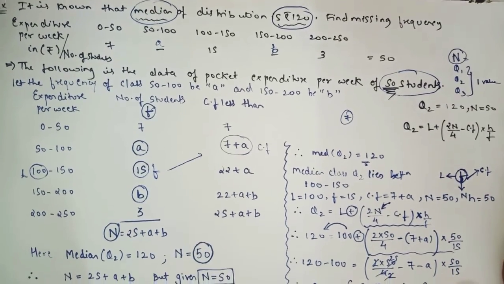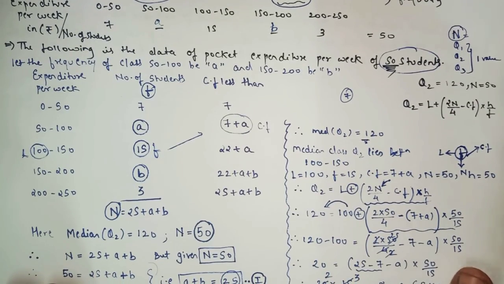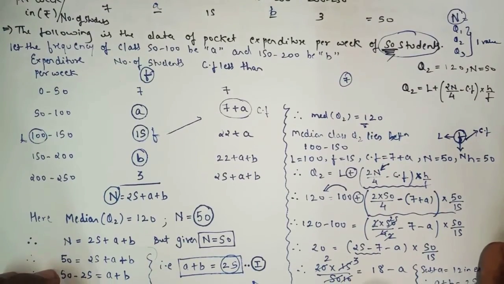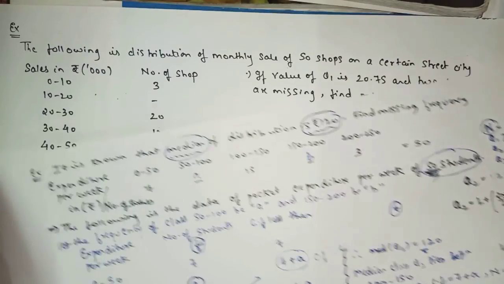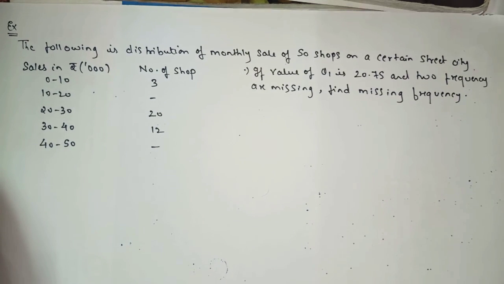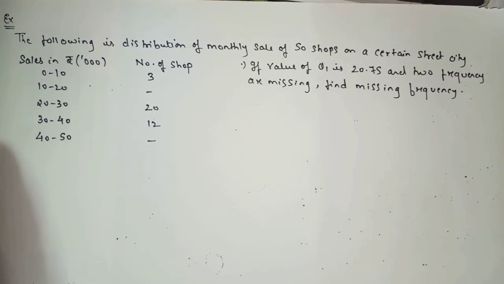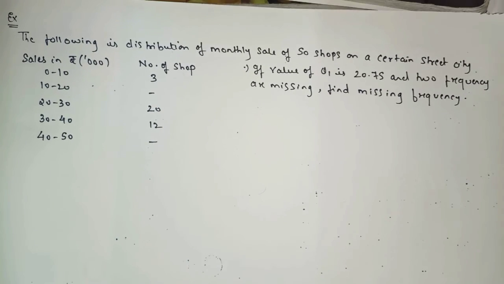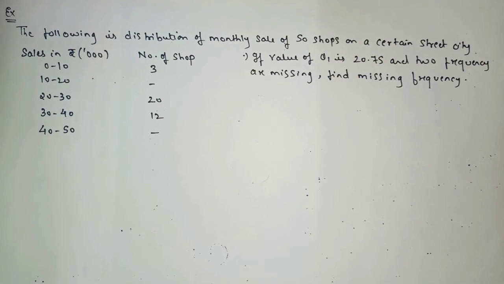All the concepts of type number 1, 2, 3, and as I told you, in type number 3 there is one more sum where we have to find the missing frequency. Okay, so now take down one more sum. You have to try this sum by yourself. Write down this sum. It is homework, or an assignment, I can say.